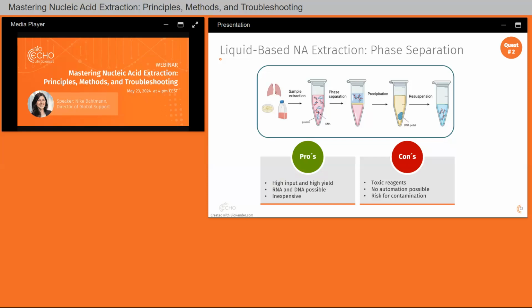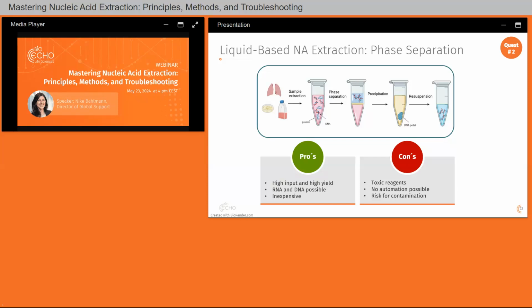There are some disadvantages. This method is very toxic, so be aware, a word of caution for you. Phenol is a toxic chemical. It's poisonous and corrosive. So if it comes onto your gloves, please take off your gloves quickly, because it's really important that you take care here since it gets into your skin. There's usually no automation possible. It's not easy to automate phase separation.